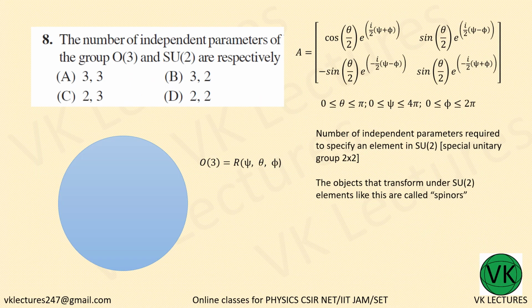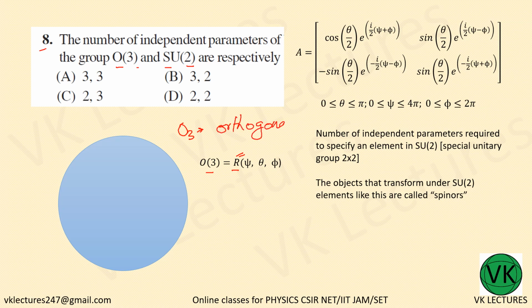Now, here we can see question number 8. The number of independent parameters of the group O3 and SU of 2 are respectively. Now, what is asked is independent parameters. Here you have O3. This O3 is a rotational matrix. Now, what is O3? O3 is nothing but the orthogonal group.